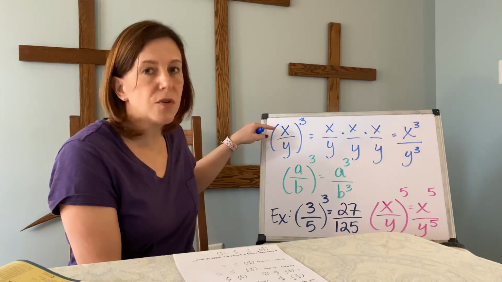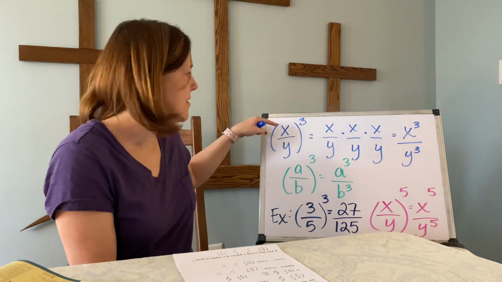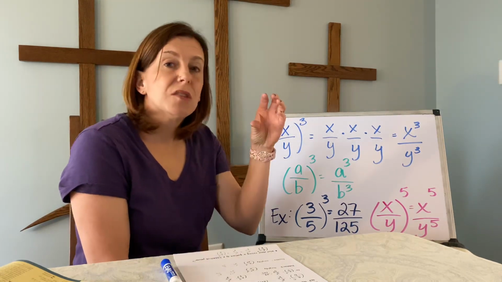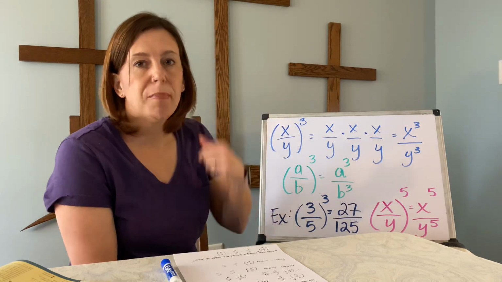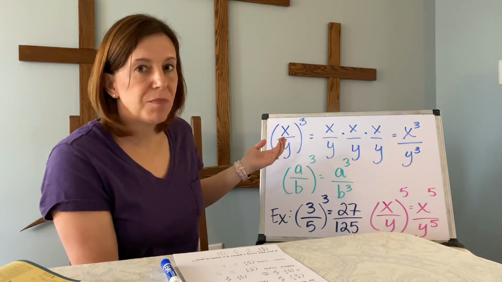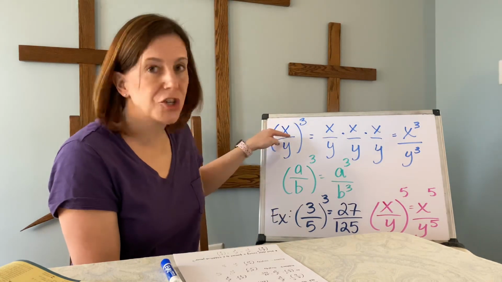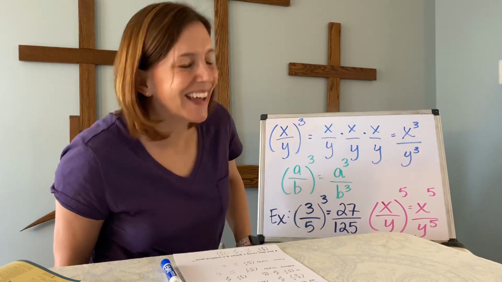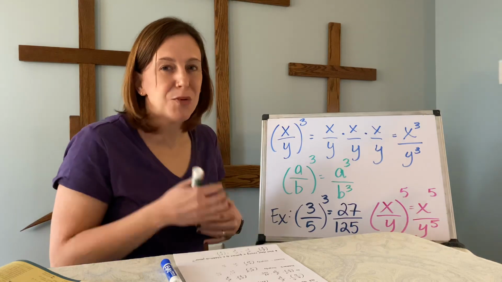And so you'll notice inside my parentheses, I have x divided by y. I have a quotient. But I can still raise a quotient to a power. And I call it a quotient because remember that a fraction bar is division. So that's what's happening here. Division is happening here. And we're also raising it to a power.